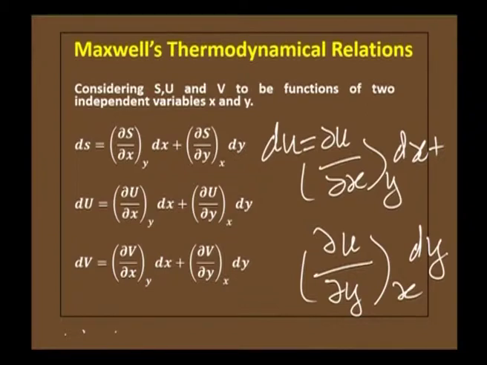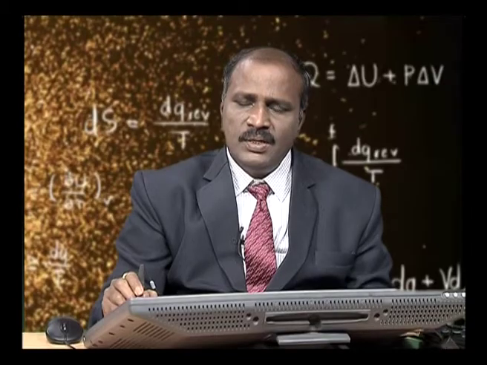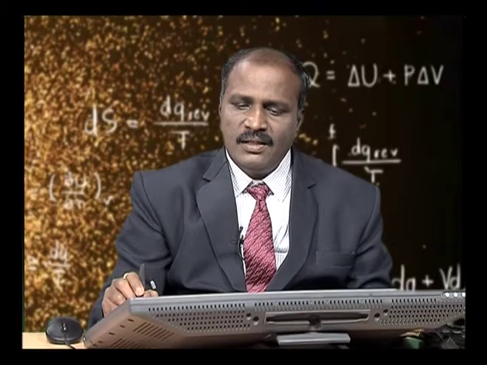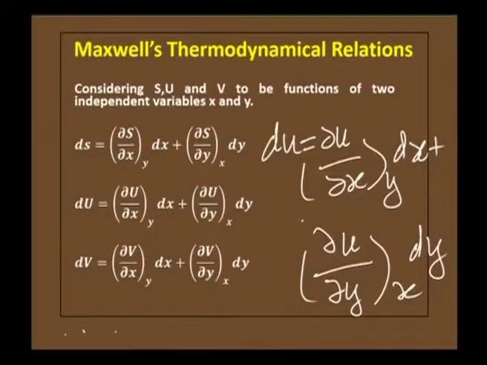In the first case, we have taken S as the differential. In the second case, we are taking the difference in internal energy as dU. Therefore, keeping x and y as variables and differentiating, the first part turns out to be ∂U/∂x, a differential of x, keeping y as constant with respect to dx, plus ∂U/∂y, differentiating with respect to y, keeping x as constant with respect to dy.